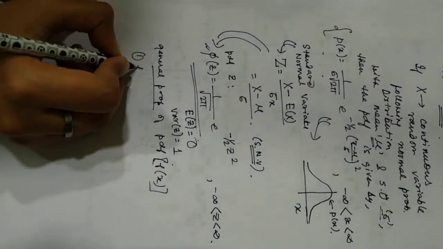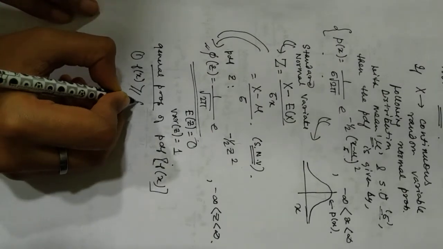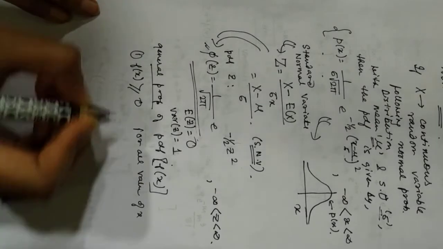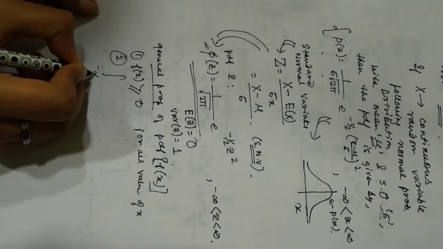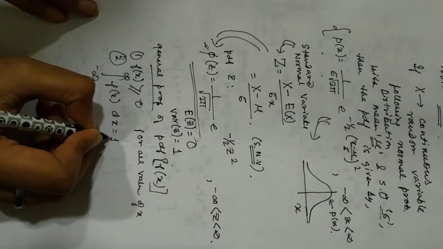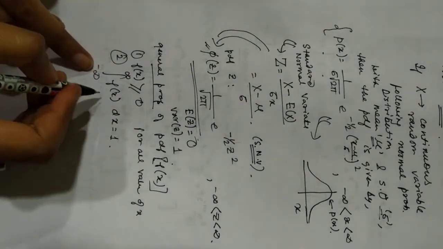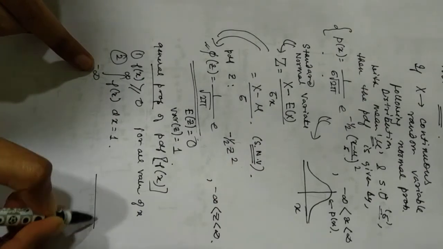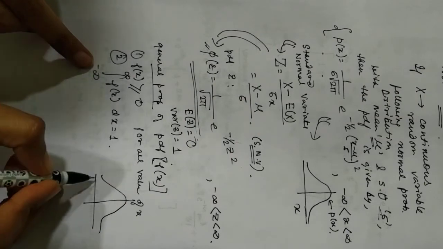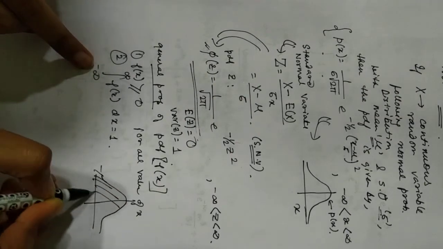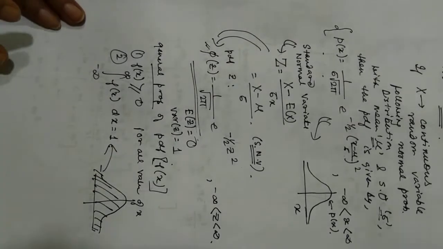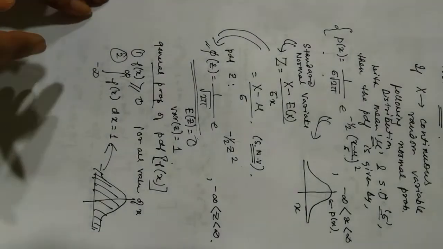First, f(x) has to be greater than or equal to 0 for all values of x. Secondly, integrating f(x) in the range minus infinity to plus infinity will give you 1. If we consider the normal distribution, the shape of f(x) is like this, and this integration is nothing but the area underlying the curve, right? So this area has to be 1 in case of probability distribution functions.